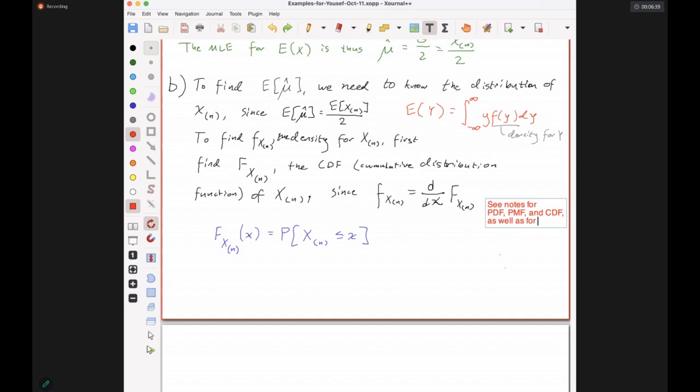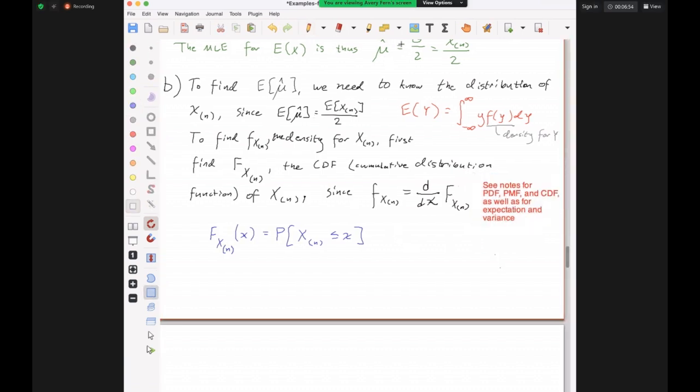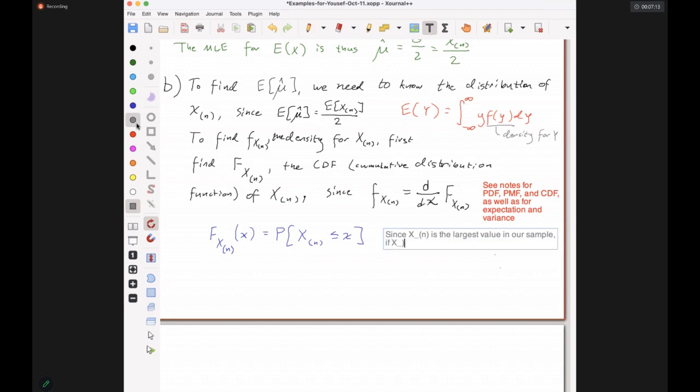They're less than or equal to x. So we can say here that since x parentheses n is the largest value in our sample, if x parentheses n is less than or equal to x, then every value from x1 up to xn has to be less than or equal to x. So that's how we'll write it in the next step here.